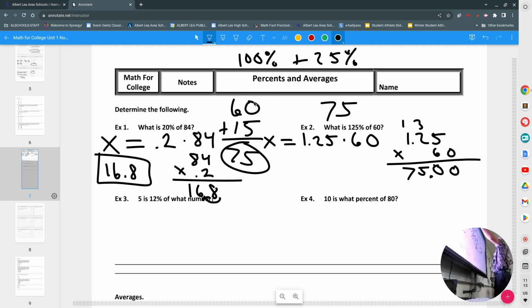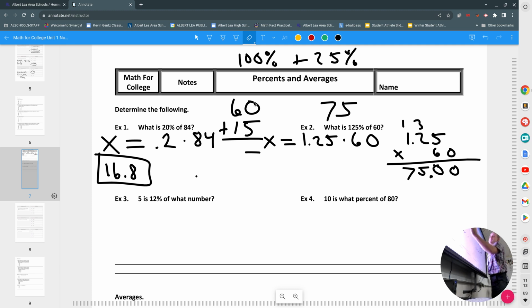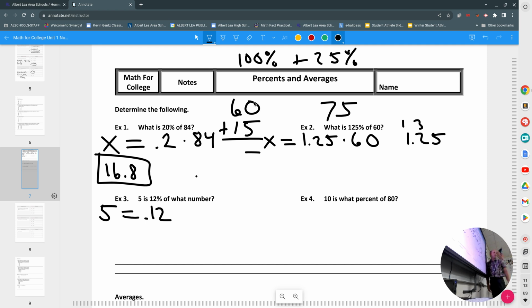All right, let's move on to a couple that are slightly more challenging. How is the next one different? Yeah, exactly. It starts with a number instead of the what is. So we're going to say 5, then what? Equals 0.12 of what number? So times x. So 5 is equal to 0.12x. That's the equation we're trying to solve for x. What do you have to do to both sides? Divide by 0.12. So we're going to divide both sides by 0.12.